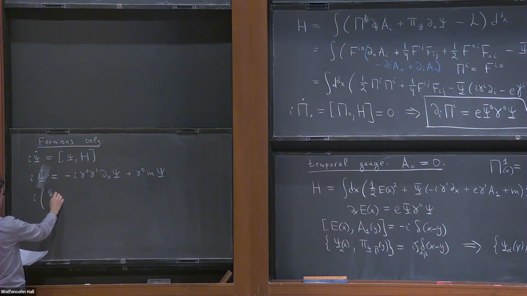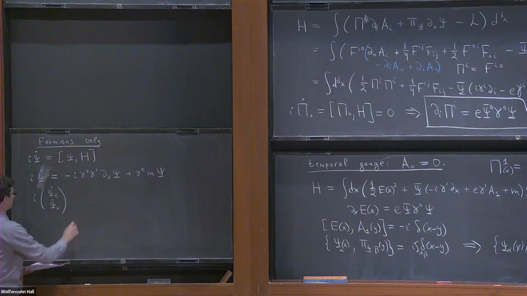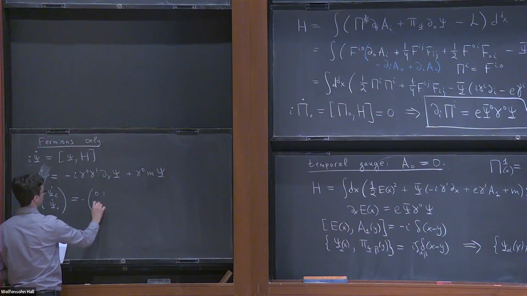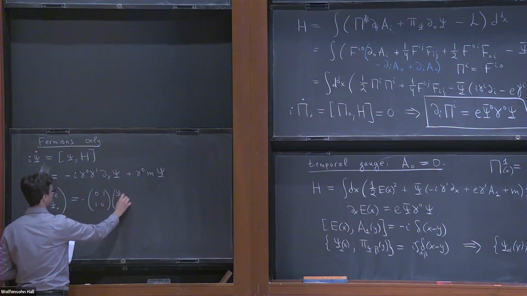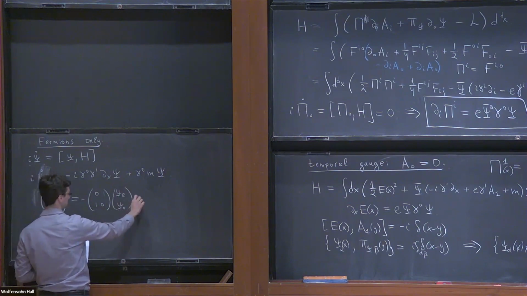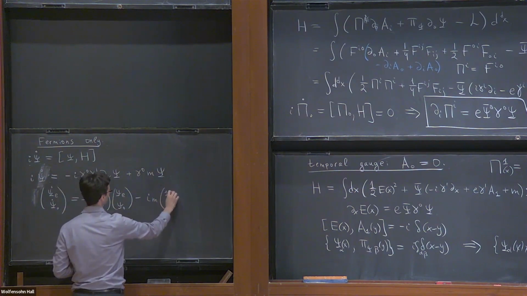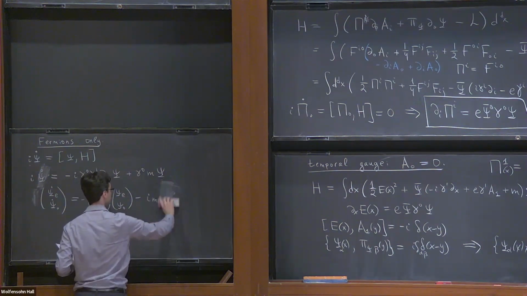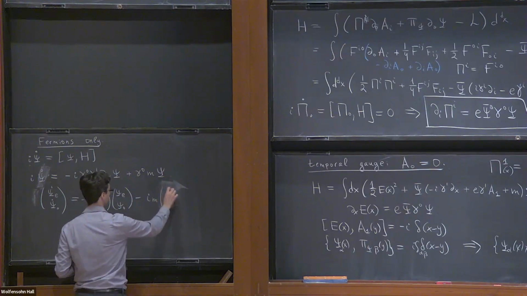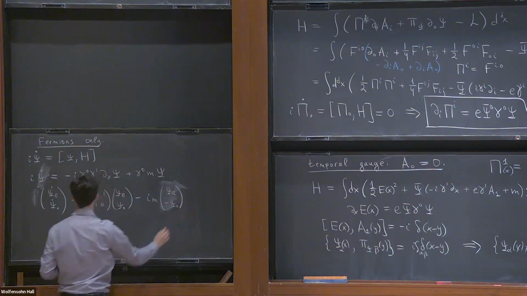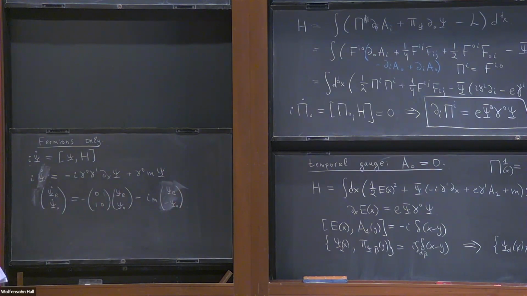So this is just a Dirac equation, and I can write it in components. Let me call the upper component the even component and the lower component the odd component. So it will be the time derivative of the spinor equals minus the derivative of psi odd, minus i m psi even, and so on for the other component. All right, so this is the Dirac equation in components.